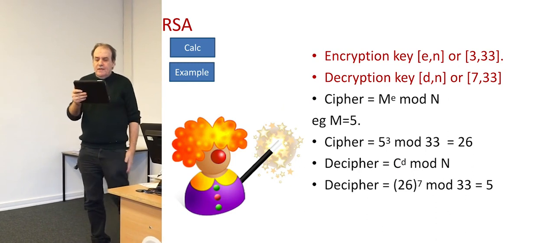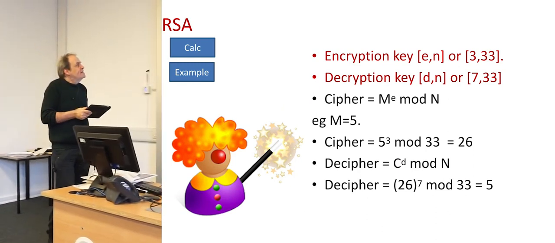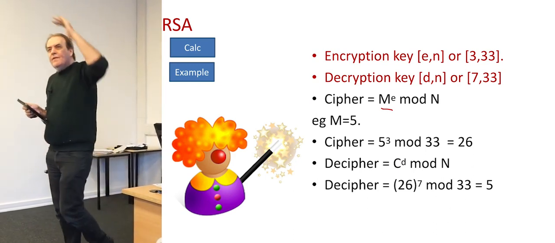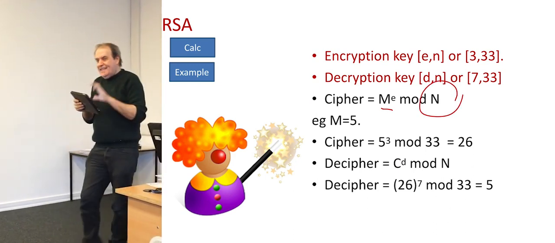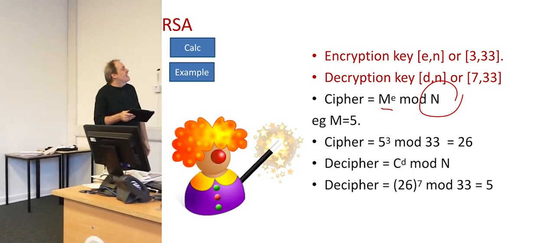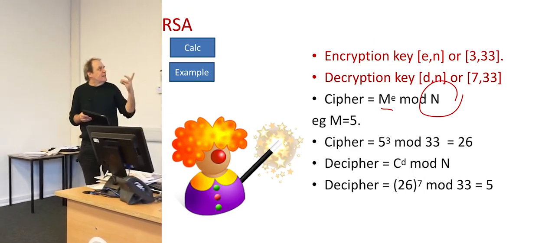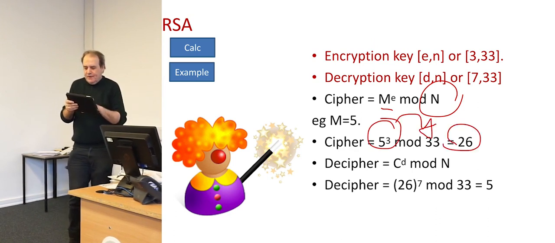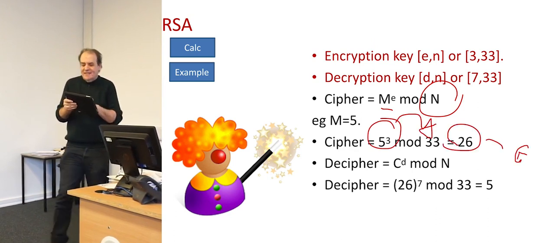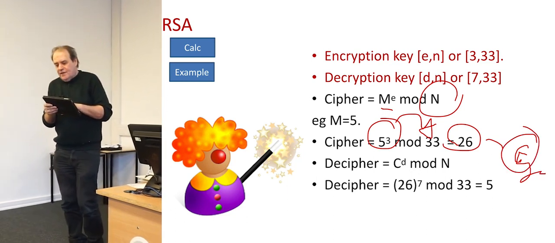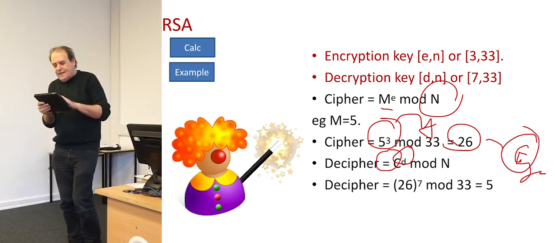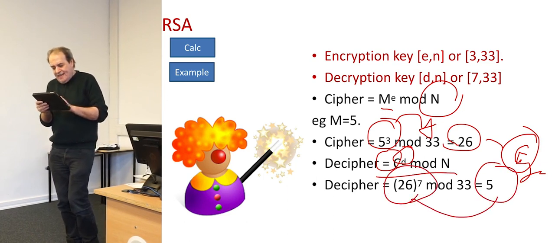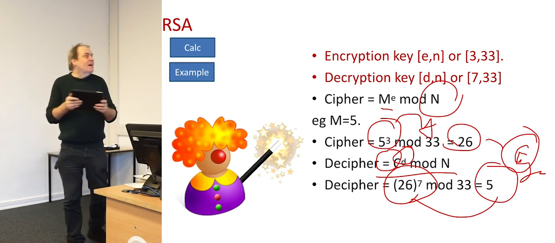So what we do is that we raise, and it's an exponential cipher. We take the message, and we raise it to the power of E. And then we take the mod of N, as we've done before. So in this case, our message is 5 to the power of 3, mod 33, gives us 26. That's the cipher. We now take the cipher and raise it to the power of D, and take mod N, and magically, it comes back with 5 again.